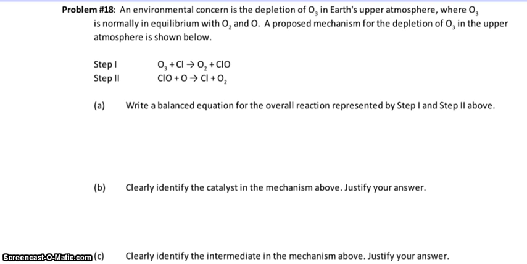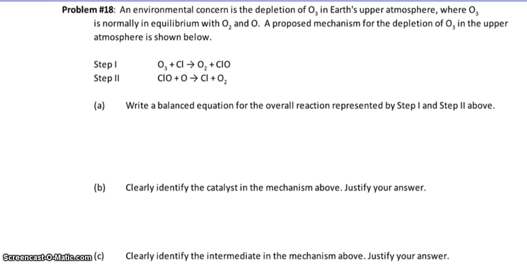Okay, problem number 18 says an environmental concern is a depletion of ozone in the Earth's upper atmosphere, where ozone is normally in equilibrium with oxygen gas and an atom of oxygen. A proposed mechanism for the depletion of ozone in the upper atmosphere is shown below. So here you have step one: ozone, the O3, and then there's this chlorine atom. You don't normally see chlorine by itself.